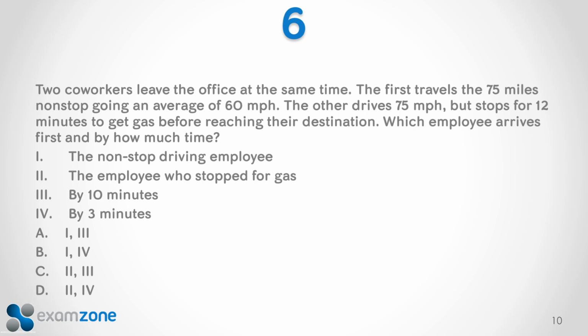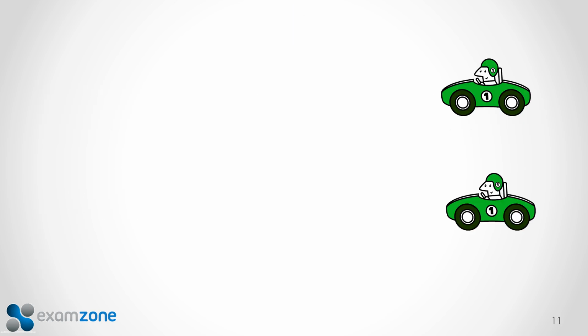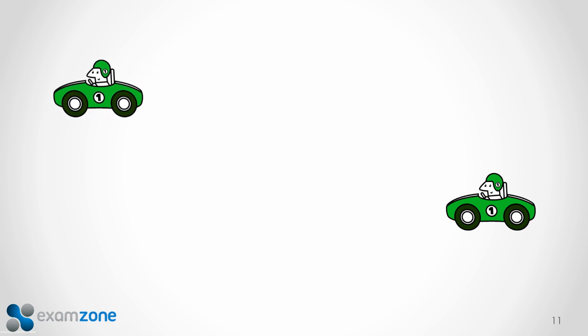Basic algebra, 2 people leaving, going at different speeds. One of them stops, so it's kind of the tortoise and the hare. So one goes 60, the other goes 75, but stops for 12 minutes. Who gets there first, and by how much? So this one goes a steady 60 miles per hour.